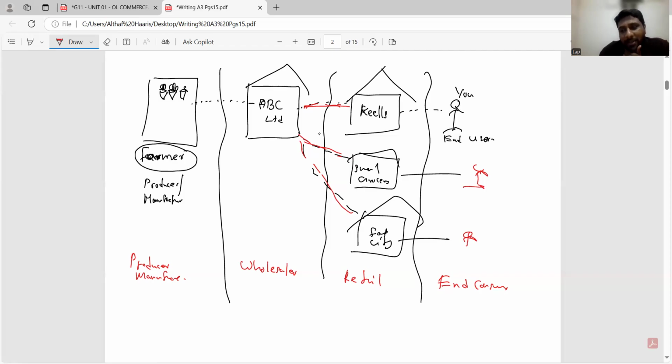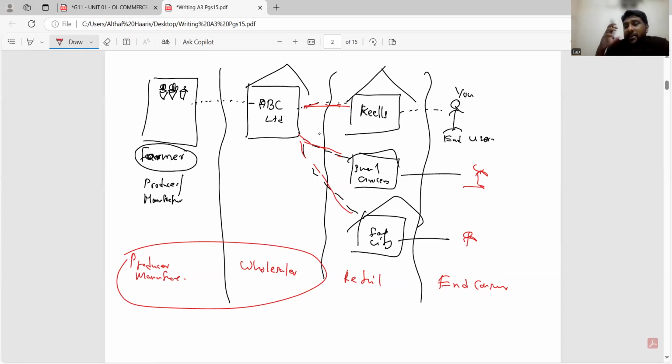Now sometimes there are certain businesses that do two or three jobs at once. They are the producer, and they are the wholesaler also. They will produce, and they will do the wholesale also. They will give it directly to the retail businesses, where retail businesses will sell.